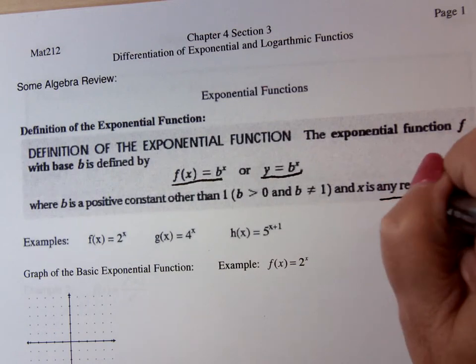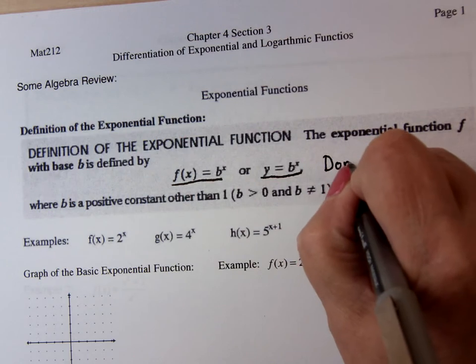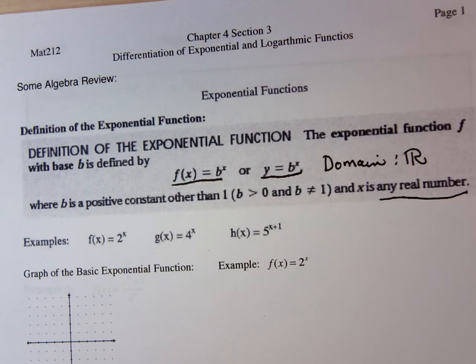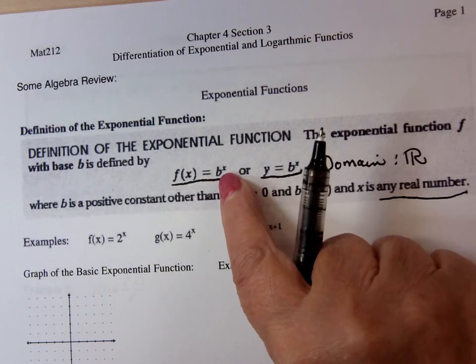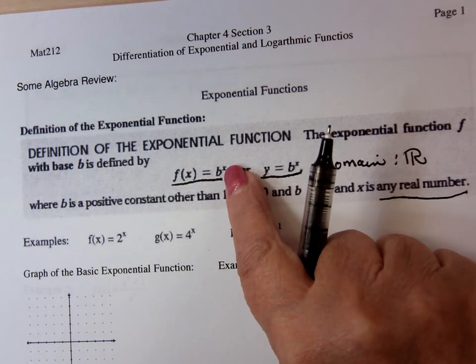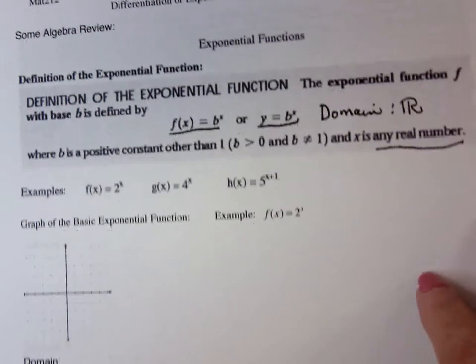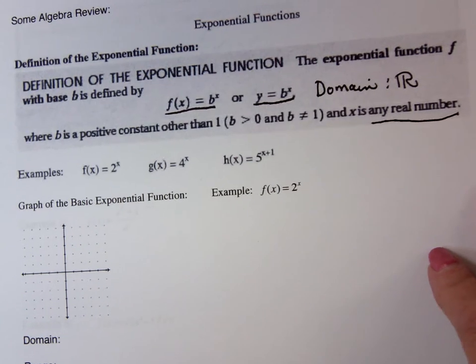Now, if x can be any real number, what that means is the domain of this guy is all real numbers. And that has to be true. You take a look at this: a constant raised to a power, that's x. That's where your x is. No denominator, no radical, all real numbers. So examples, of course, are 2 to the x, 4 to the x, 5 to the x plus 1.